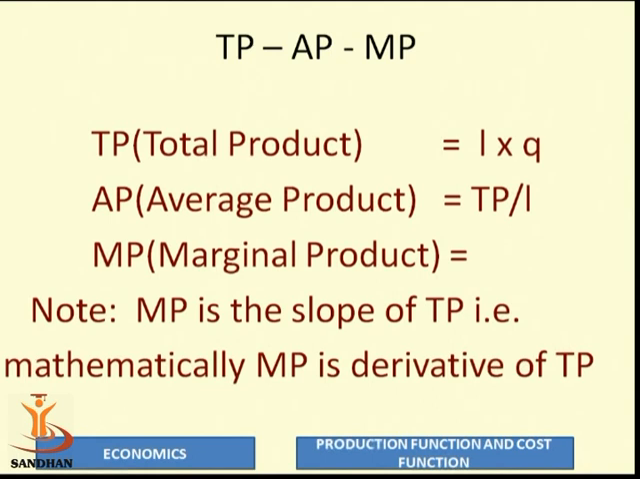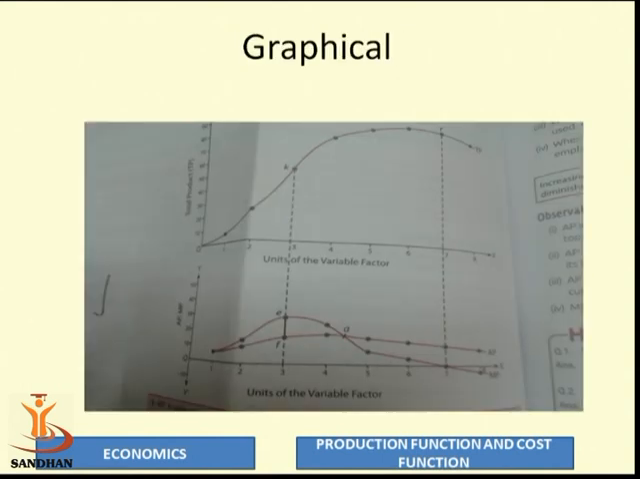Okay, so we understand three important concepts here. Total output, we call it total product: labor multiplied by the quantity, the units they produce. Average product is the total product divided by labor. Marginal product: in economics, marginal is very important. Marginal here, marginal there. The marginal way of thinking is the economic way of thinking. Marginal product is nothing but the slope of total product. Mathematically, we can say it is the derivative of the total product function. So if you see the curve, the upper one is the total product curve.